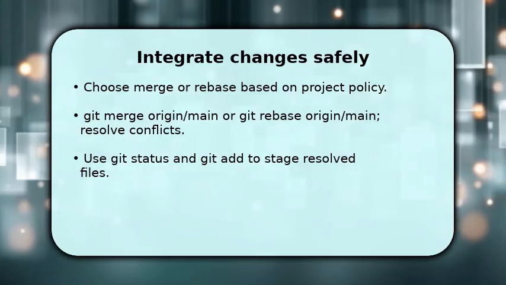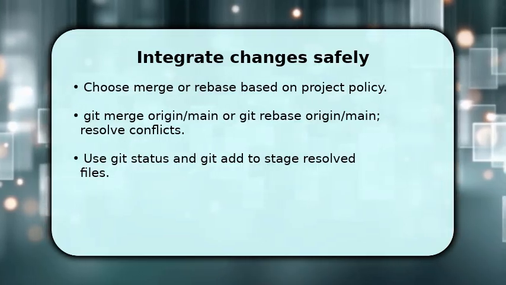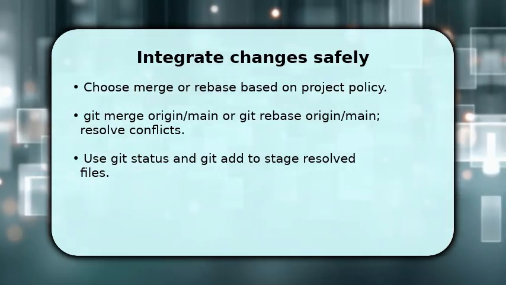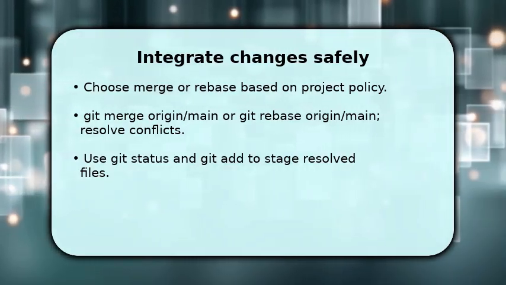Next, you integrate upstream changes. If the repo prefers merge, run git merge origin/main and commit the merge. If it prefers a linear history, run git rebase origin/main and follow interactive prompts.